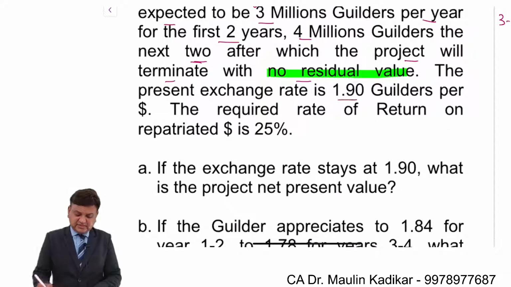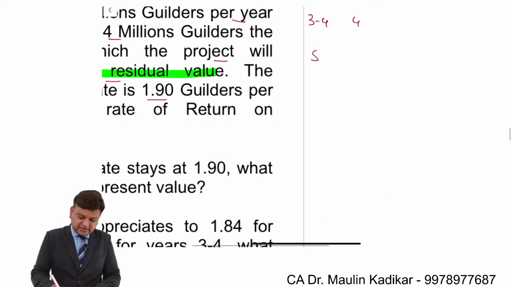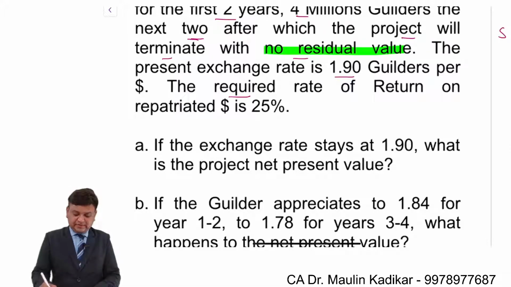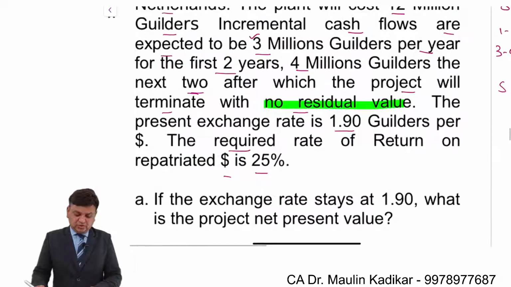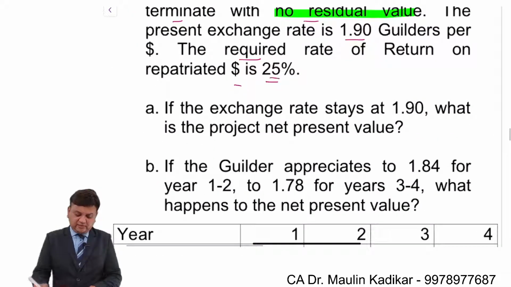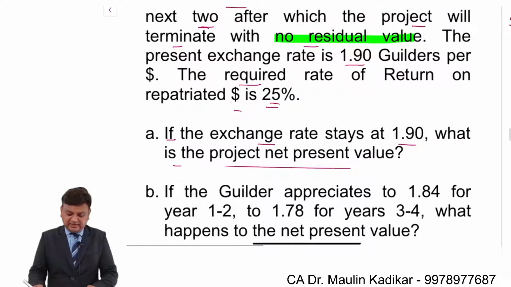The present exchange rate is 1.90 guilders per dollar. So the spot exchange rate is 1.90 Netherlands guilder per dollar. The required rate of return, cost of capital on repatriated dollar is 25%. So very good language of the question is provided to us that on the repatriated dollar means once the cash flows are converted into domestic currency, you require the return of 25%. If the exchange rate stays at 1.90, what is the project's NPV? That is a question.